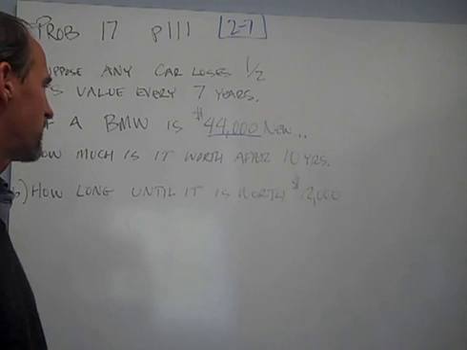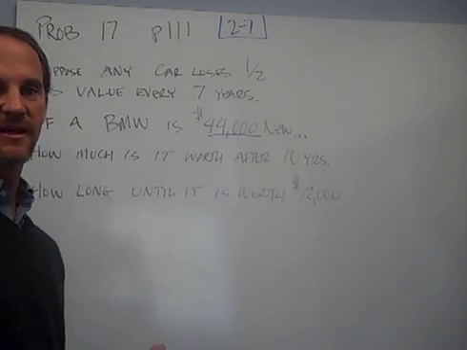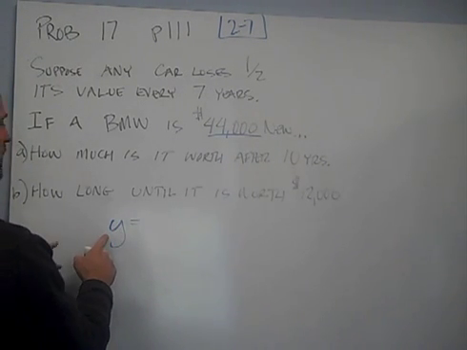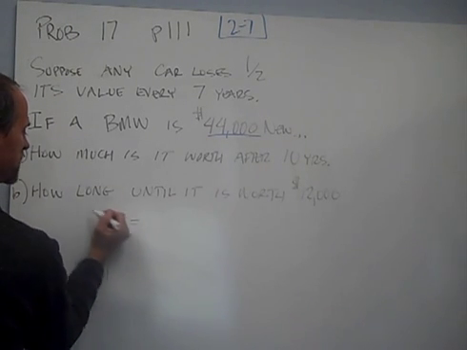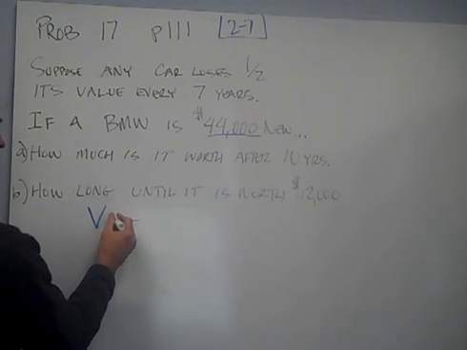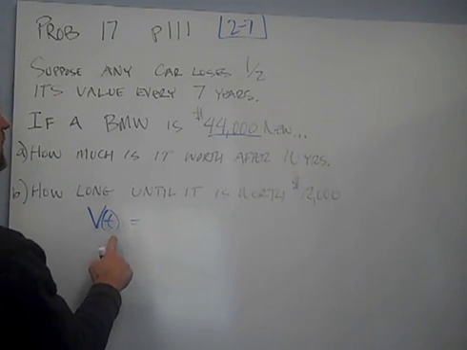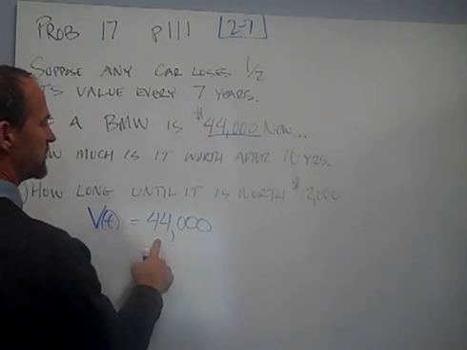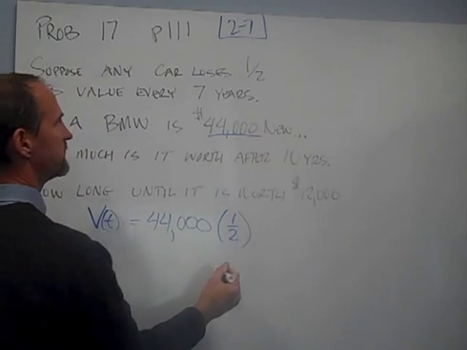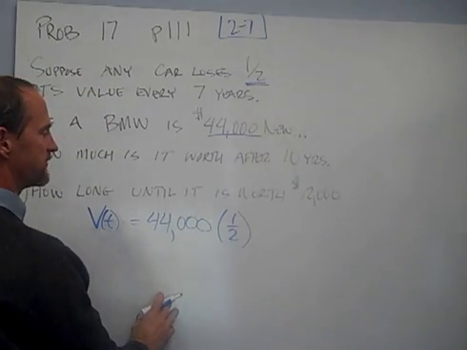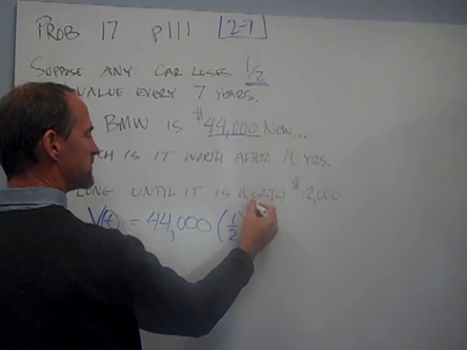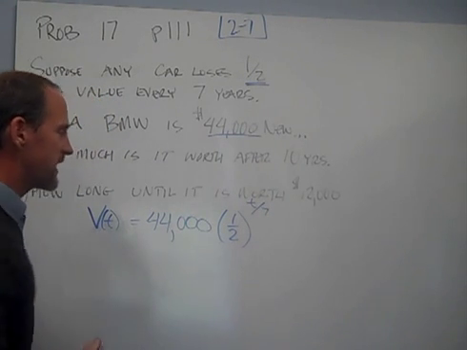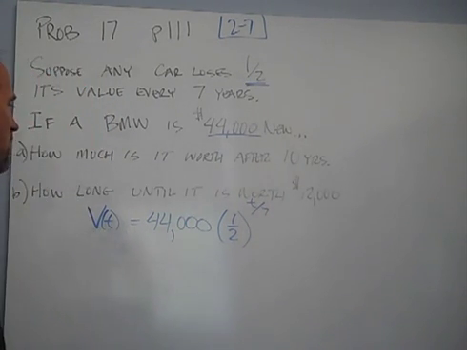So these are two separate problems. First thing you have to do is get a handle on the type of equation. I'm going to use function notation because that makes a lot more sense. The value of the car based on time, V of t, is going to be $44,000 in its original value times 1/2, because it's a half-life problem. Right up there we're telling you that it's a half-life problem. And then the exponent is going to be t divided by the time it takes, which is 7 years. So that's the working equation that we'll use to solve this.